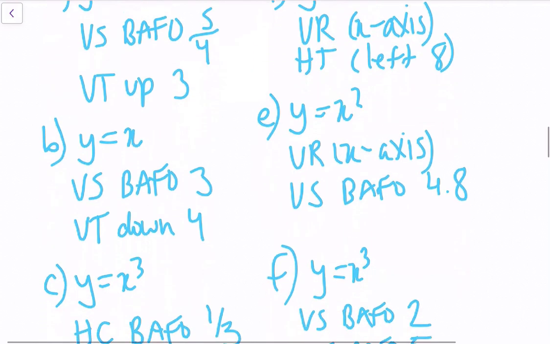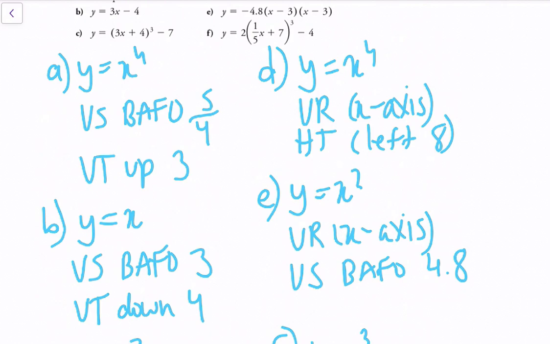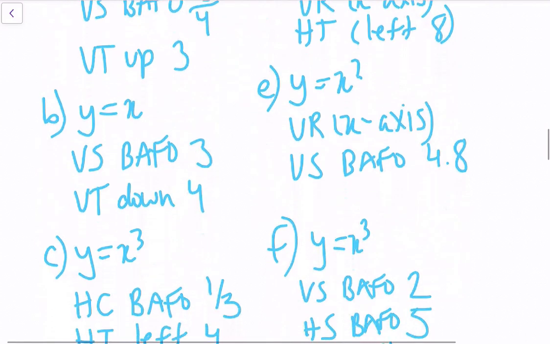Okay, and then for F, our parent function is y is equal to x cubed. And again, if you were to expand it out, you would see that there's x to the power 3. And even based on what you see here, you can do some mental math and see that it would be a cubic function.